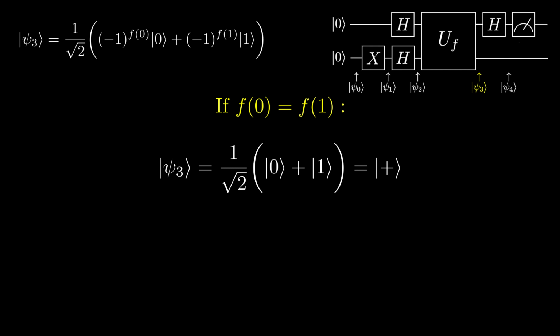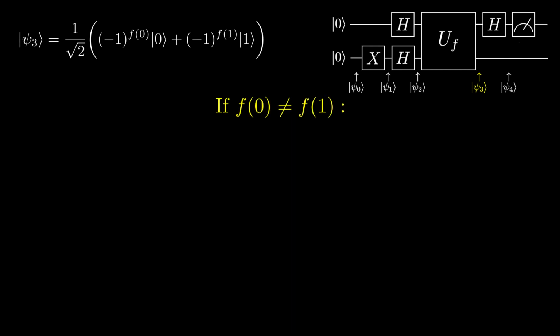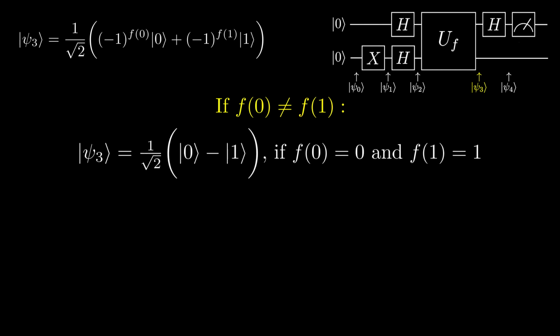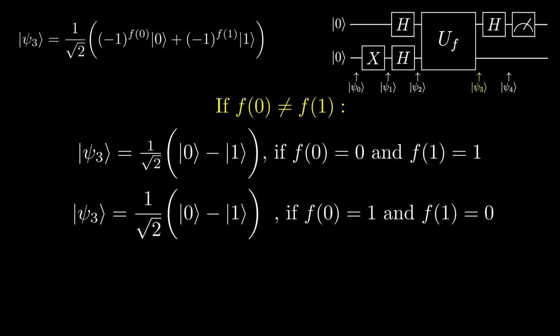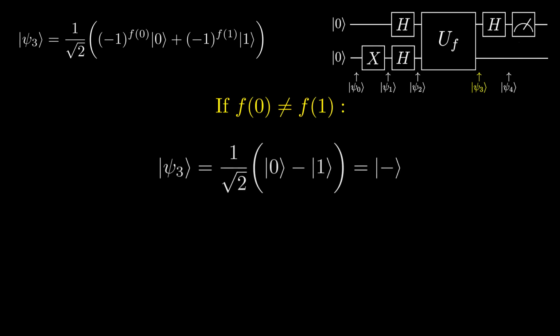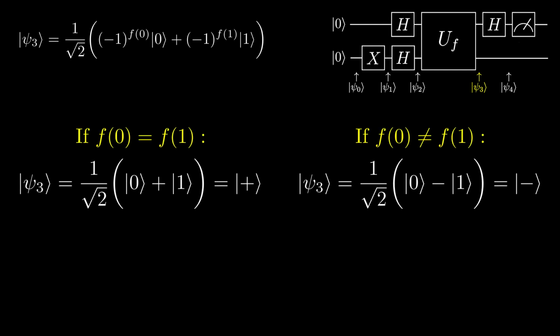Now let's look at if f(0) does not equal f(1). So if f(0) equals 0 and f(1) equals 1, the state becomes 1 over root 2, (|0> - |1>). If f(0) equals 1 and f(1) equals 0, then the state becomes 1 over root 2, (-|0> + |1>). With this, we can factor out a global phase of -1, leaving us with the minus state. So overall, if f(0) equals f(1), the state becomes the plus state, and if f(0) does not equal f(1), the state becomes the minus state.